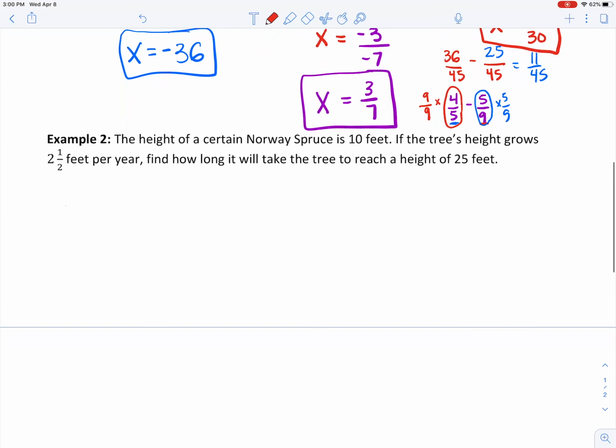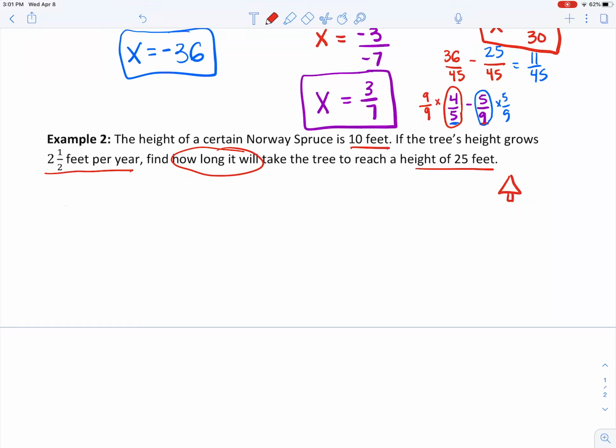All right, example 2 is our last one here. It says the height of a certain Norway spruce is 10 feet. If the tree's height grows 2.5 feet per year, find how long it will take the tree to reach a height of 25 feet.